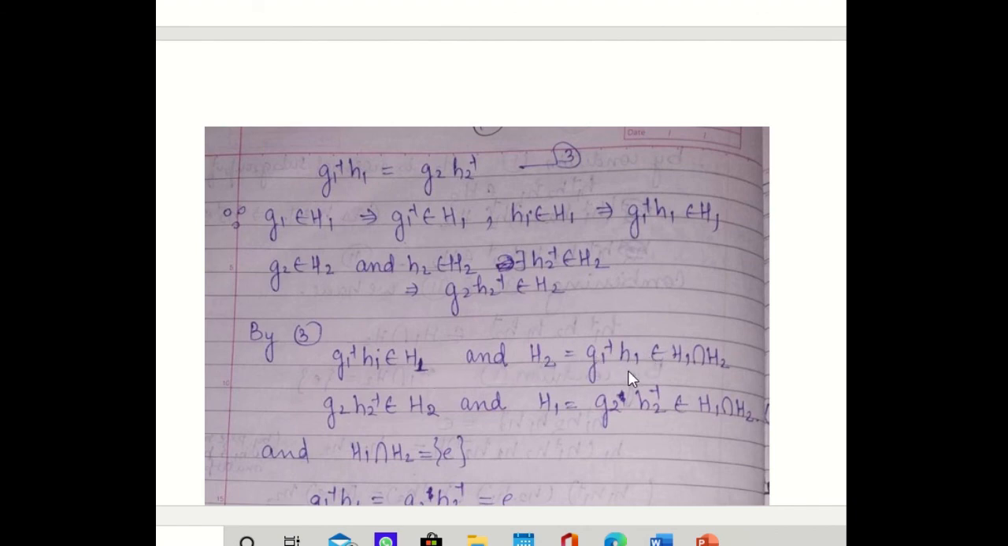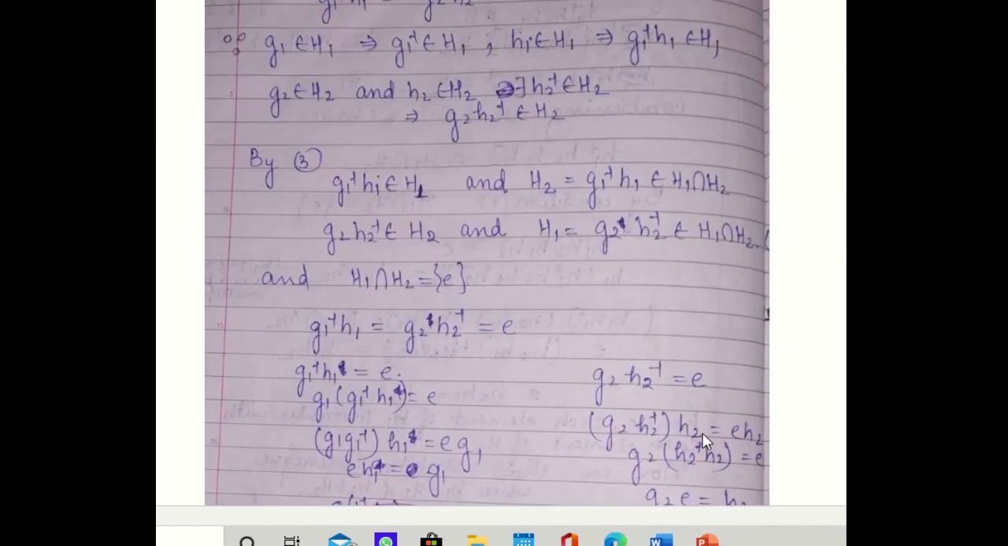So putting in equation 3, we get G1 inverse times H1 belongs to capital H1 and G1 inverse H1 belongs to capital H2. So this element belongs to both sets, so it will be in the intersection of these two. Similarly, we can show that G2 times H2 inverse belongs to H2 and also belongs to H1. This implies this element belongs to H1 intersection H2. And H1 intersection H2 is E. So this implies G1 inverse H1 and G2 H2 inverse are equal to E.